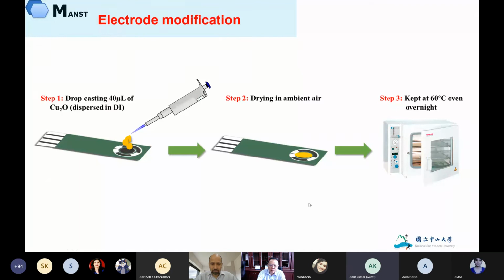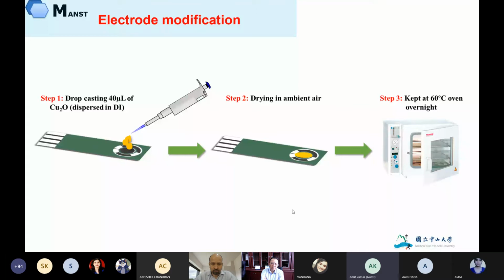And this is our electrode modification protocol. It's a simple drop cast modification where we use 40 microliters of cuprous oxide dispersed in DI water, and then we dry it at ambient temperature and then transfer it to a 60-degree oven overnight. The third step is necessary because if we do not transfer it to an oven to let it sinter onto the surface of the carbon electrode, when we use it for sensing, the Cu2O modification dissolves into the solution and leaves very quickly, which is undesirable.